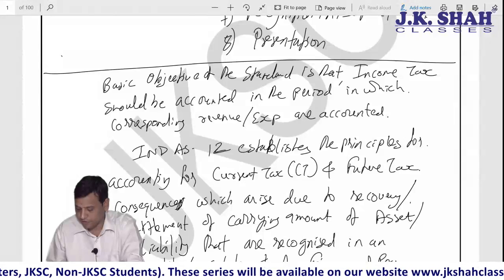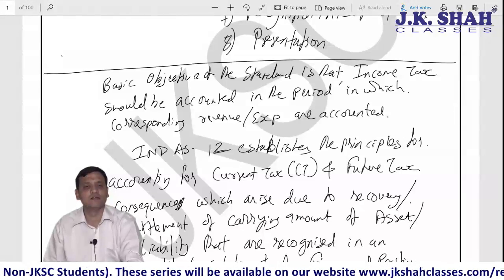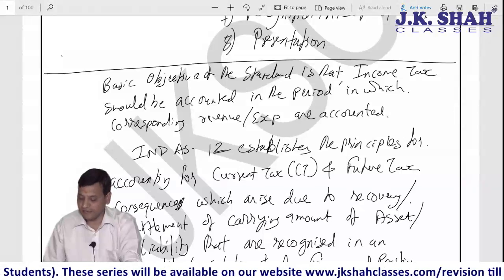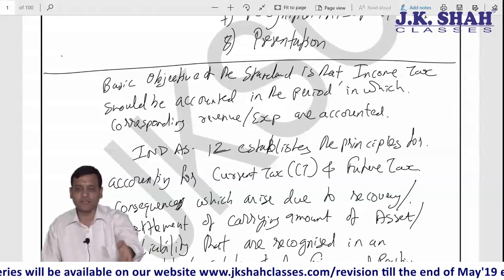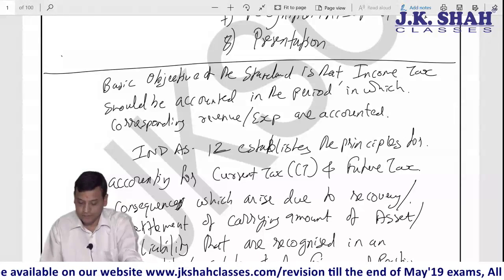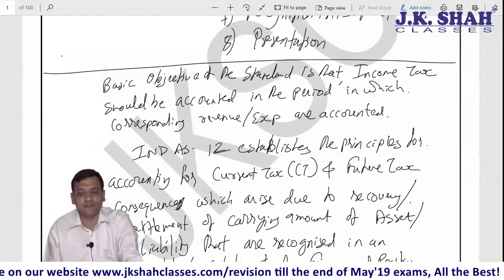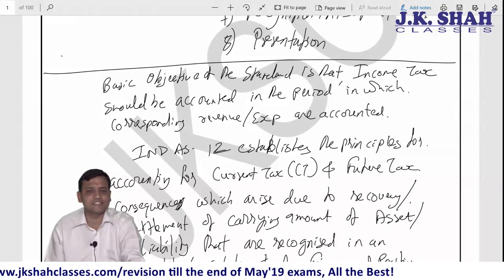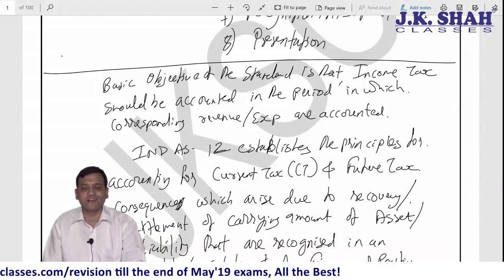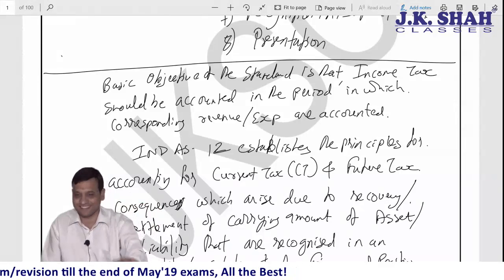The word statement of financial position is under IFRS, or I can say IAS, but here I can use the word balance sheet. Now see, this is what I spoke and this is what I have written. What is Ind AS 12 doing here? Nothing big, no big rocket science. It is just establishing the principle, when should you recognize current tax and deferred tax.